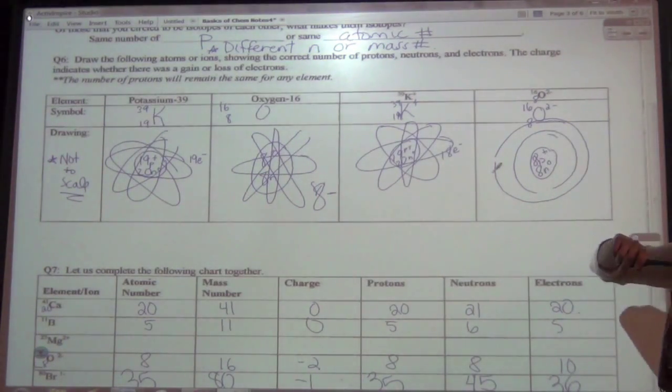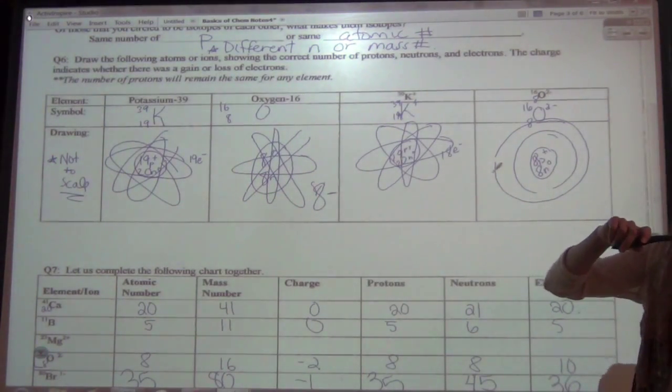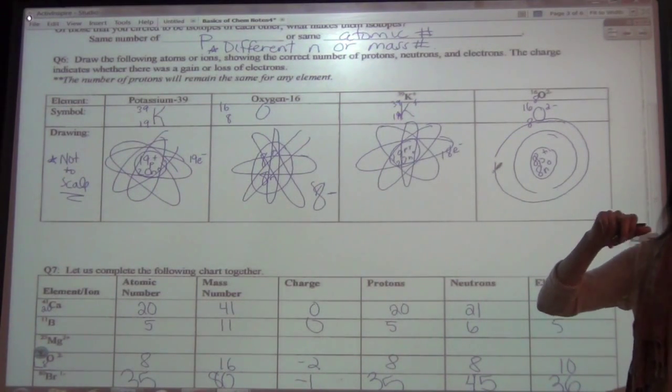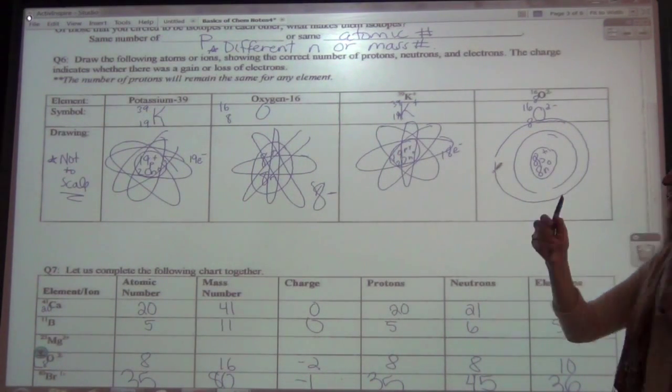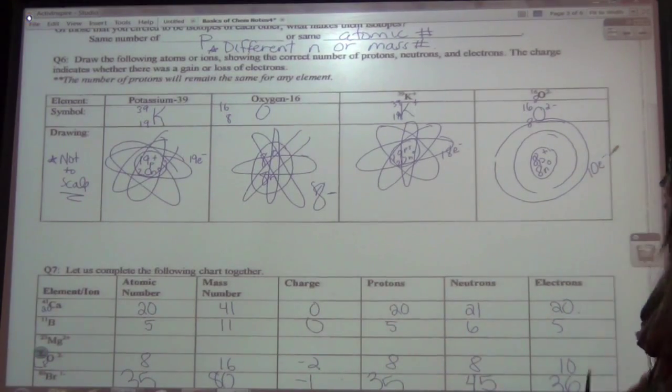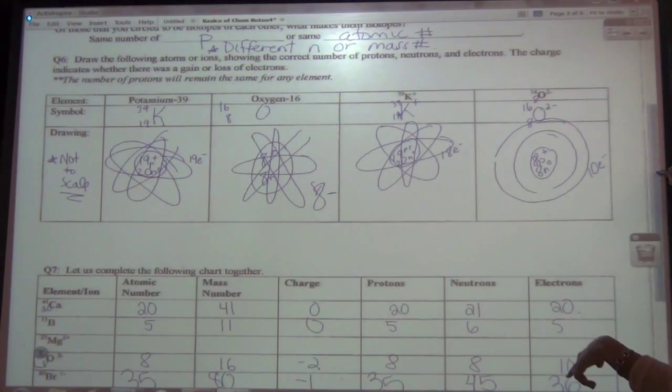So in this case, on the count of 3, how many electrons would that be? Instead of 8, what is it? Ready? 1, 2, 3. 10. Awesome. And so we would just write 10 electrons on the outside. That's it for that. Okay, let's come down here.